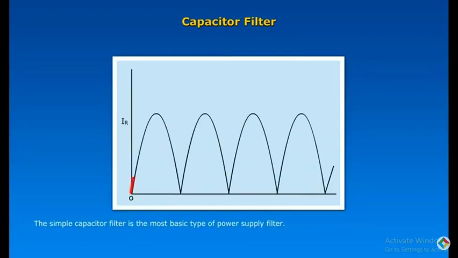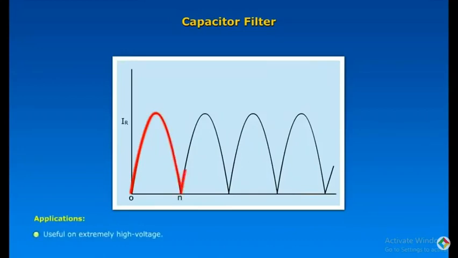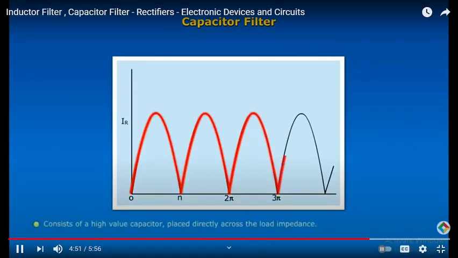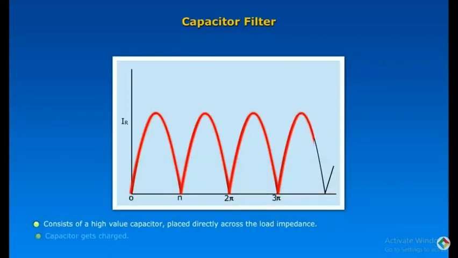Capacitor filter. The simple capacitor is the most basic type of power supply filter. Applications: useful on extremely high voltage, low current power supplies for cathode ray and similar electron tubes. It requires very little load current from the supply. It is useful if the power supply ripple frequency is not critical. It consists of a high value capacitor placed directly across the load impedance.